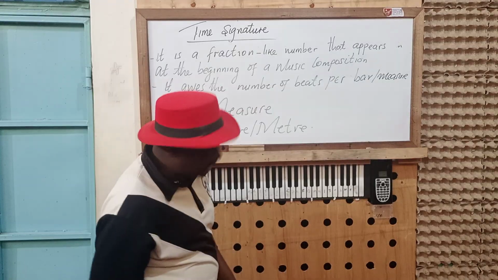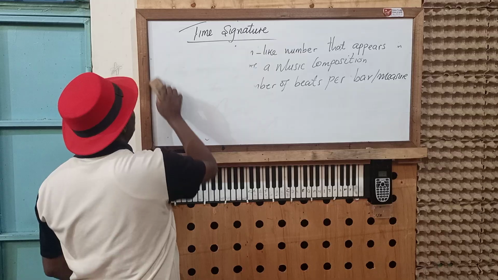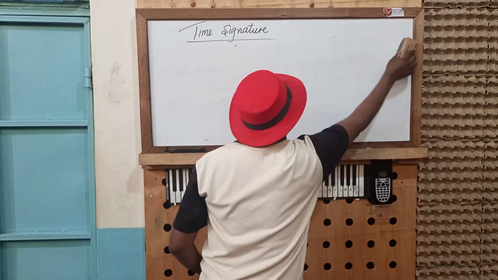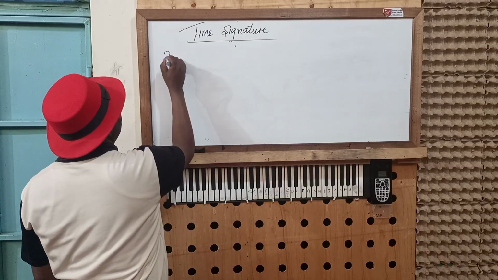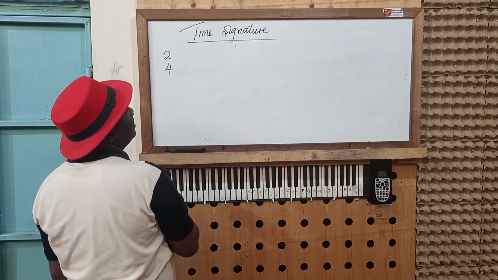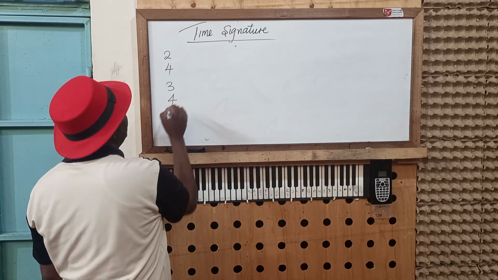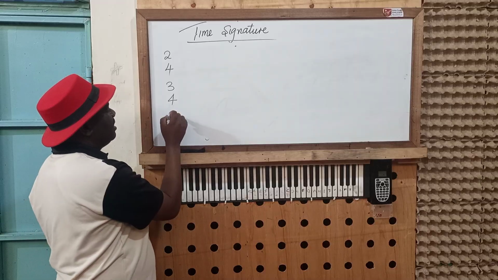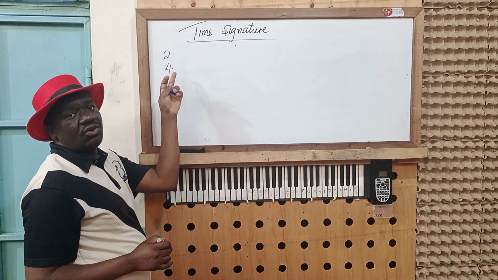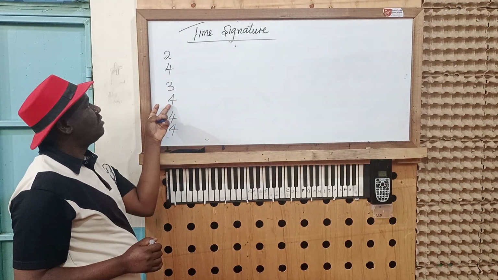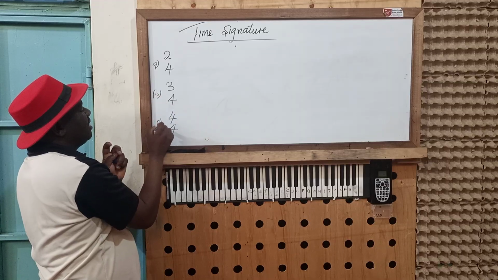Now, as I approach the end, I want to show you an example of time signature. Now, look at this. 2/4 is an example of a time signature. 3/4 is an example of a time signature. And 4/4. We pronounce it as 2/4, 3/4. This is an example. This is another one. And this is another one.